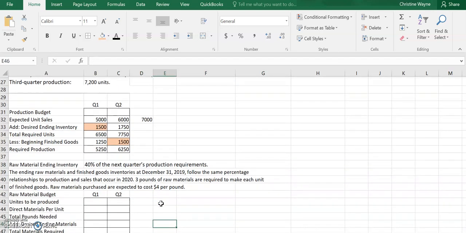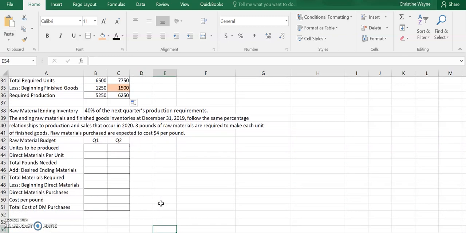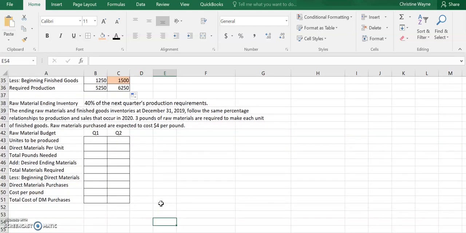Now let's look at the materials budget. We're using some of the same information, and I kind of just pulled apart all of the data they were giving you so that you can find what you needed. Remember that raw material budget, we start with the units that we need to produce. That's coming from our production budget. So I take those units from up here. Quarter two, same thing.